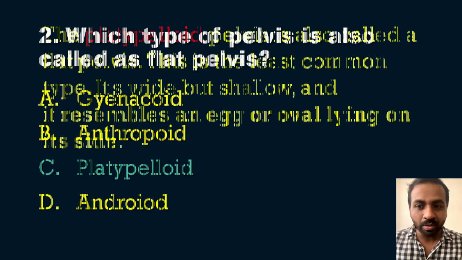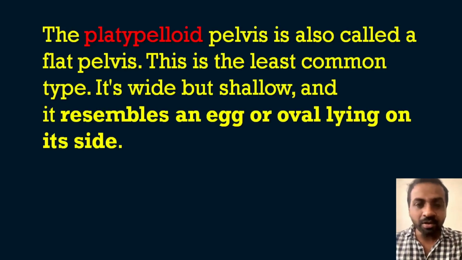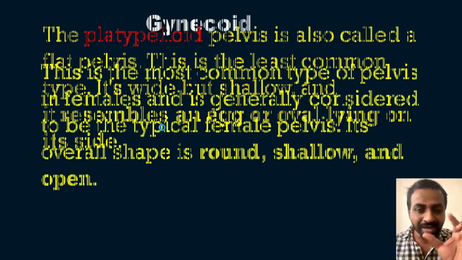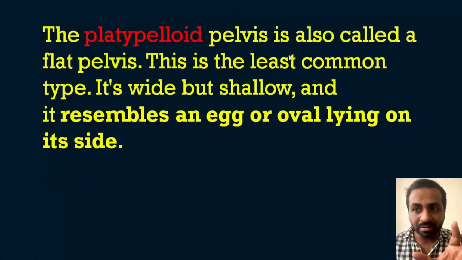Okay, platypelloid. The platypelloid pelvis is otherwise known as the flat pelvis, and this is the least common type of pelvis. Okay, so this is another piece of information for you. Which among the following is the least common type of pelvis? That is the platypelloid pelvis, and it is wide and shallow, and it resembles an egg or oval lying on its side. Okay, that is the platypelloid pelvis.